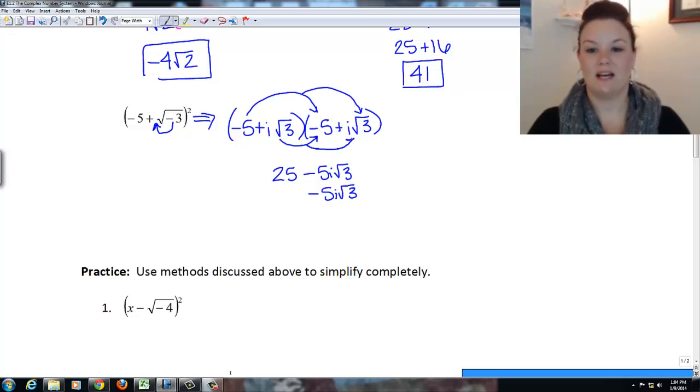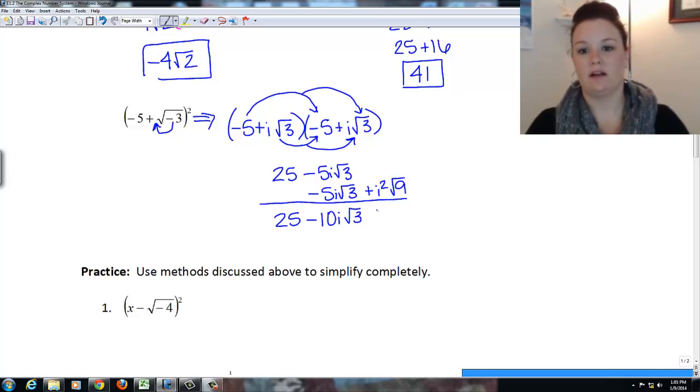Positive i root 3 times i root 3 gives me a positive i squared root 9, because I do square root of 3 times square root of 3, which is root 9. Okay. I'm going to draw my line and combine my like terms, which gives me 25 minus 10i root 3. And then I'm going to do some simplifying on this one.